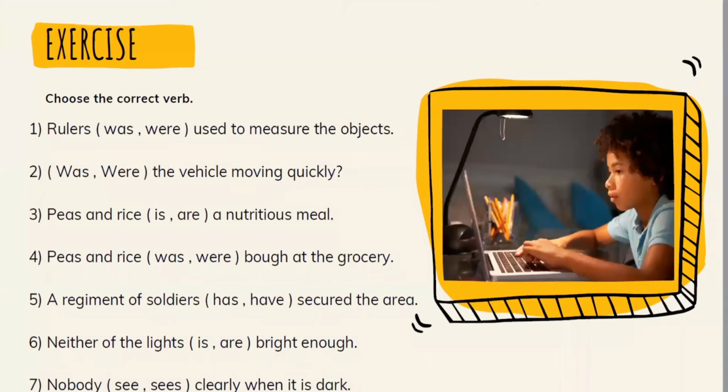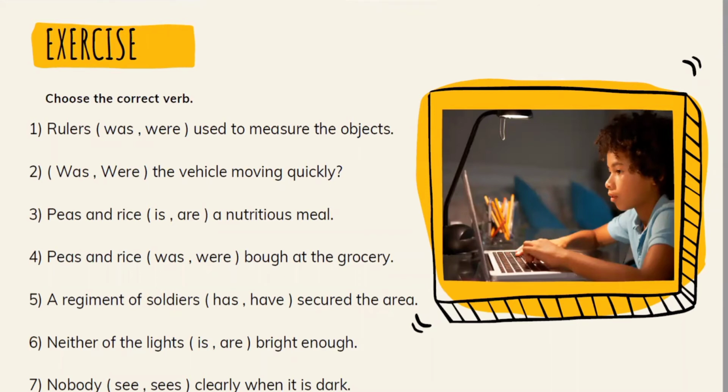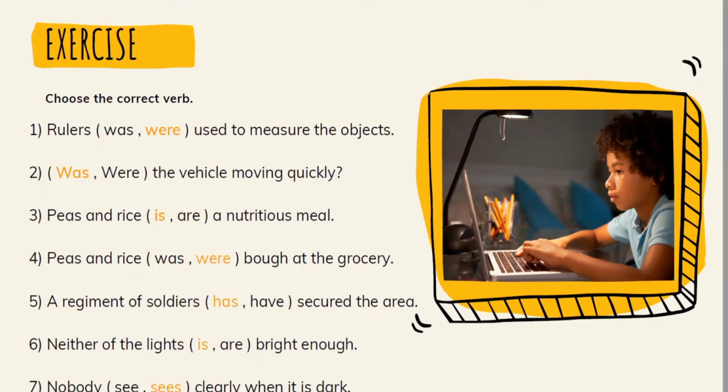So let's practice. I have some sentences here. I'd like you to choose the correct verb. So remind yourselves of the rules that we discussed, the 6 rules that we discussed. You will want to pause the video at this point and complete the exercise for me, and we'll come back shortly. All right, so let's see how many you were able to get correct. Here are the answers.